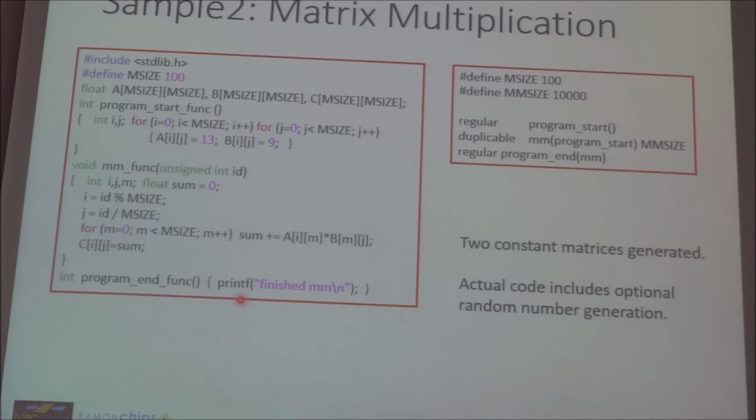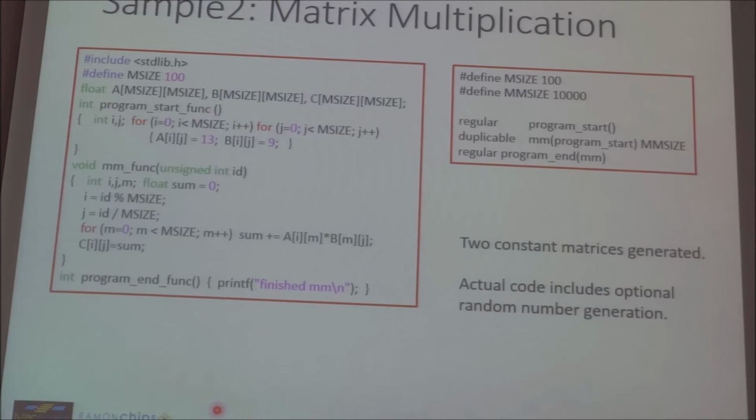In the end, we just print finished, but of course we can also print the values of the matrix if you want. So very simple. Two constant matrices are generated, and the actual code includes optional random number generation and optional printout of the outputs, and that's it.